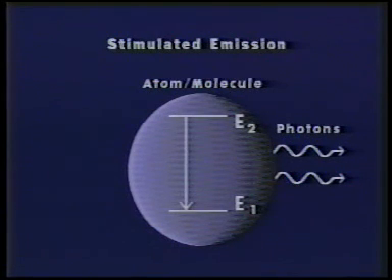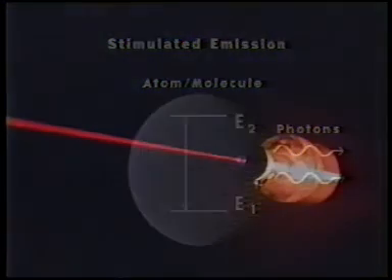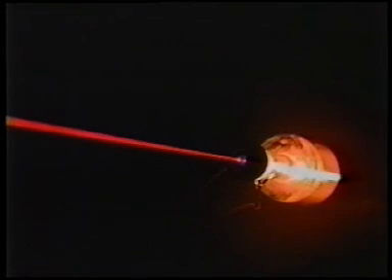The two photons leaving the atom not only have the same wavelength, but are also in phase. These photons can now strike other excited atoms, producing additional photons that are in phase with the original ones. In this way, a monochromatic beam of coherent light is produced.